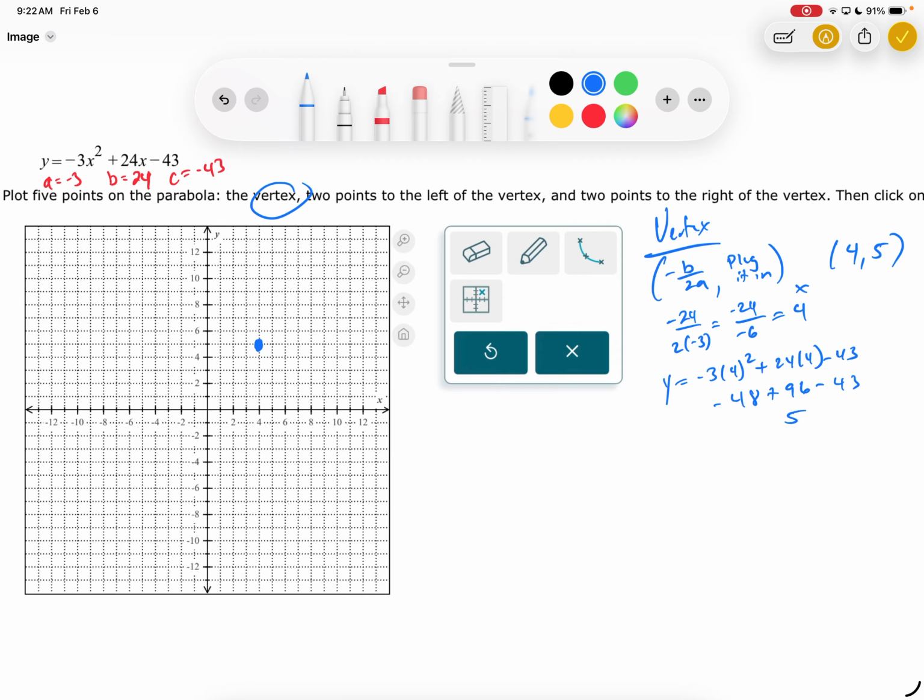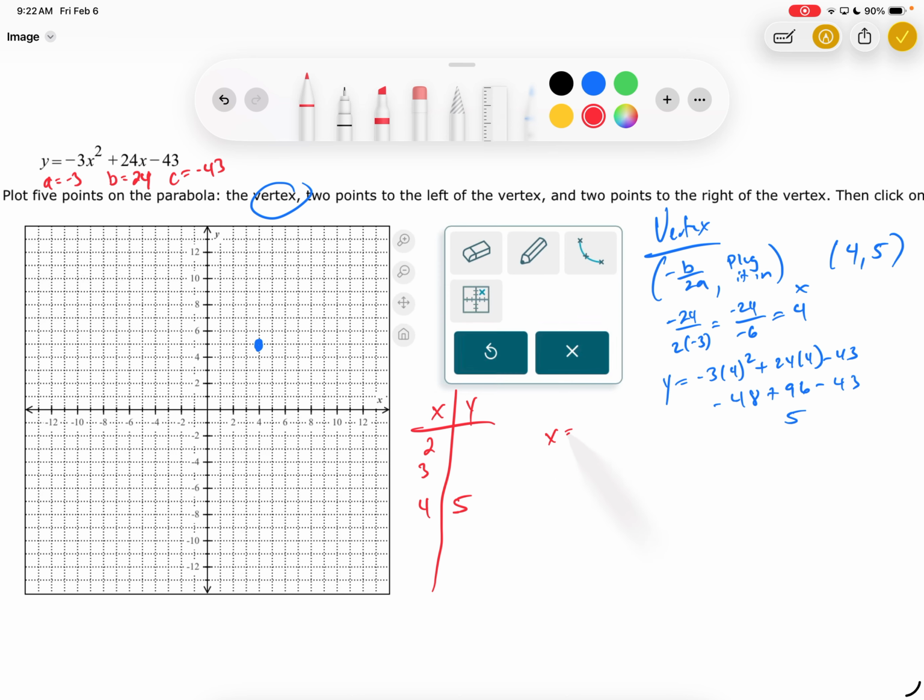And now I need to find 2 points to the left and 2 points to the right. The easiest way to do that is to make a chart. My vertex, put it in the middle. 2 points to the left. You can pick anything you want. I'll just pick the 2 directly to the left of that. So I'm going to do 3 and 2. Plug in just 2 numbers less than 4.